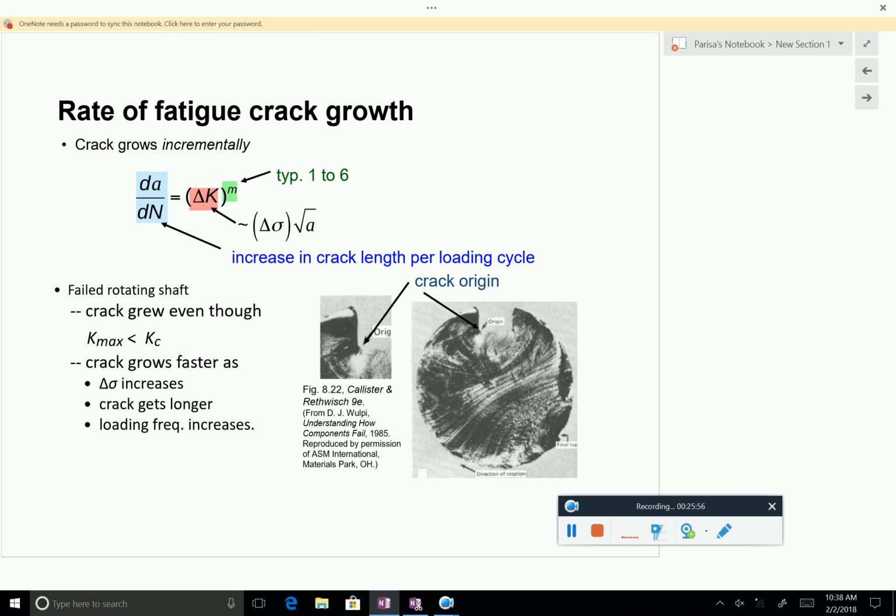And sometimes, if you have faster loading, so the loading rate is faster, the crack also can grow faster. This depends on the material a little bit, but these are generally true statements.